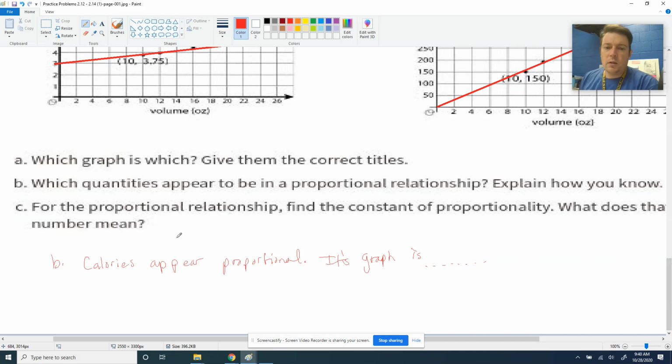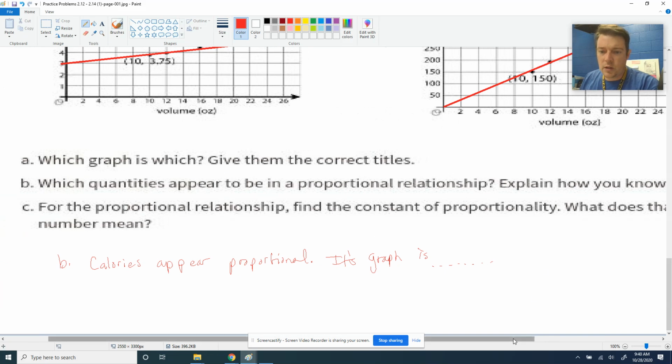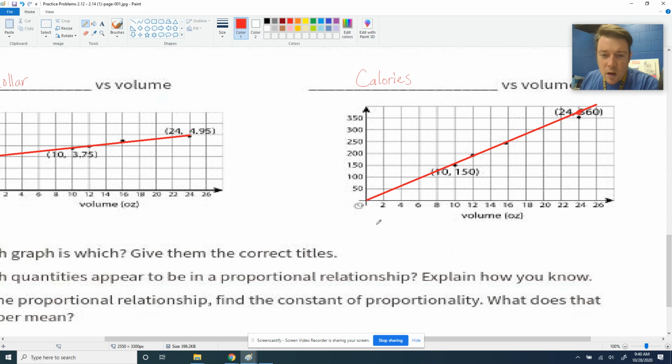For the proportional relationship, find the constant of proportionality. What does that number mean? Okay, so we don't have to do it for the one on the left. We just got to do it on the one on the right. So we got to find our constant of proportionality. Now, we could look at one, and it's like right here. So I'm guessing my answer is going to be 20, 25, somewhere in that range. Maybe a little less than that because it looks like it's less than the halfway mark. Maybe 15, 20, somewhere in that range.